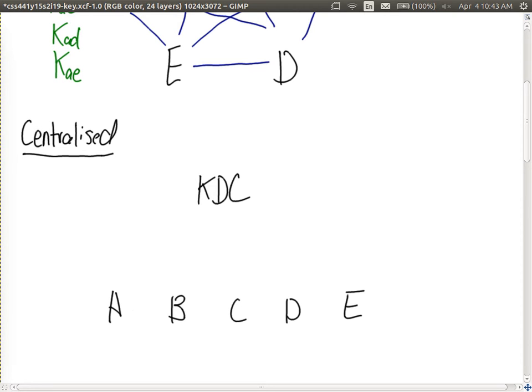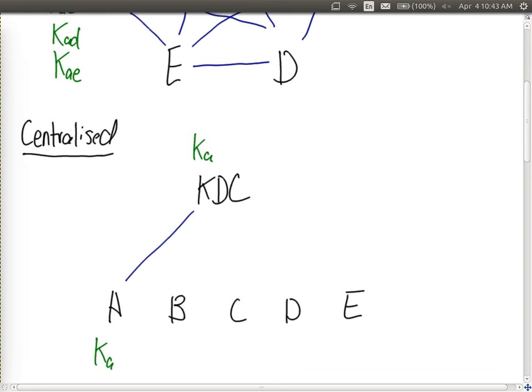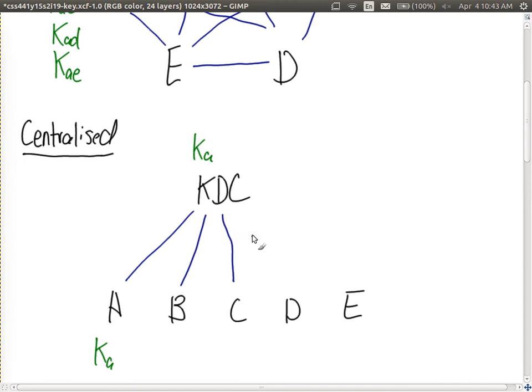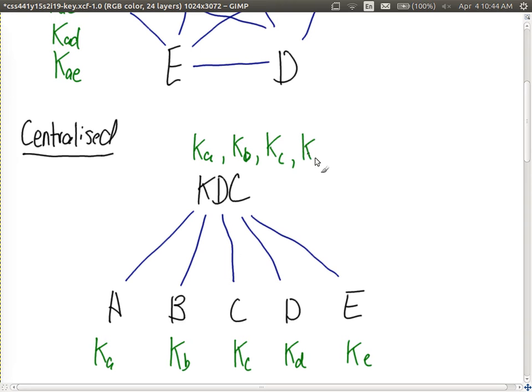The concept of reducing the number of master keys is that A will exchange a master key with the KDC, which I would write as K_A,KDC, but instead of writing that, I just denote the master key K_A. The KDC will also have that. B will exchange a master key with the KDC, so will each other entity. So each user will have a single master key, while the KDC will have all of the master keys. And that we exchange manually.